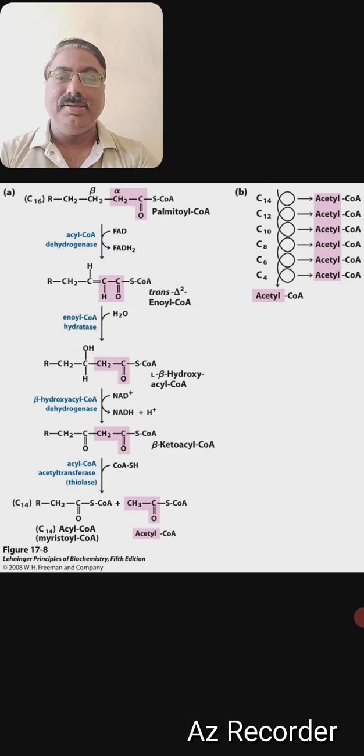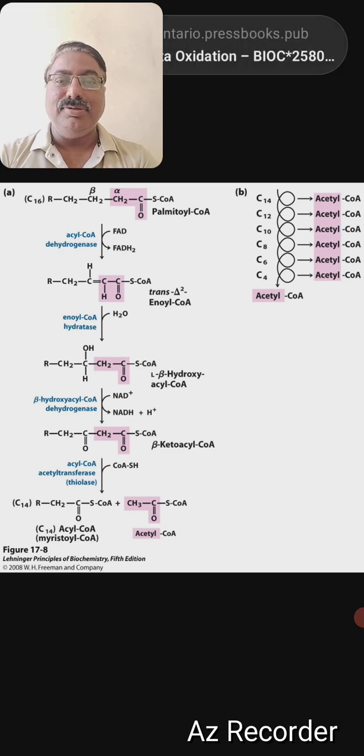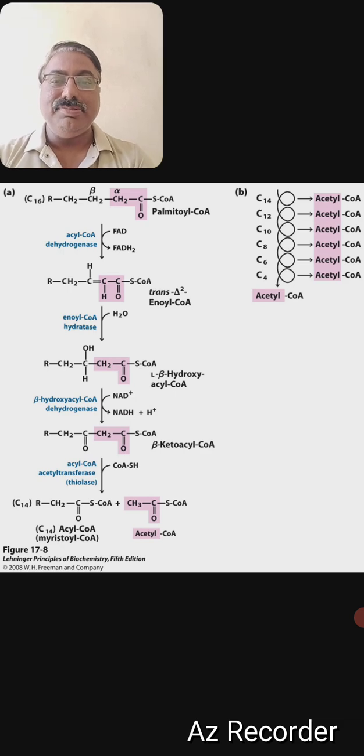The next step of beta oxidation is addition of a water molecule. It is carried out by the enoyl CoA hydratase enzyme, and the water molecule splits as H and OH. The OH part of the water molecule is attached to the beta carbon atom, and H is attached to the alpha carbon atom. So the product which is formed is beta hydroxyacyl CoA, since the OH group is attached to the beta position.